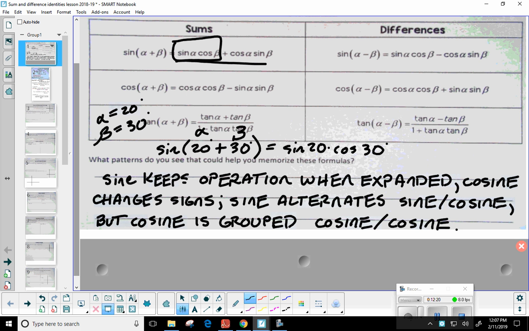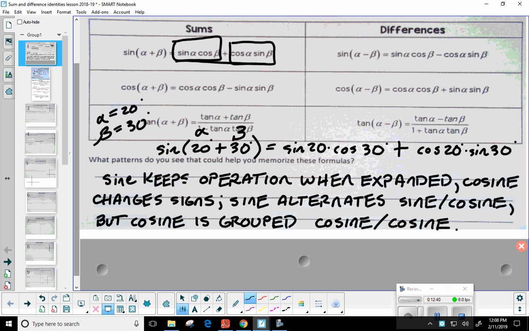And what does sine like to do? Sine always keeps the same sign. So we started with a plus, I'm going to put a plus, and now I'm going to fill in this: cosine alpha, sine beta. So this would be cosine 20 times the sine of 30.